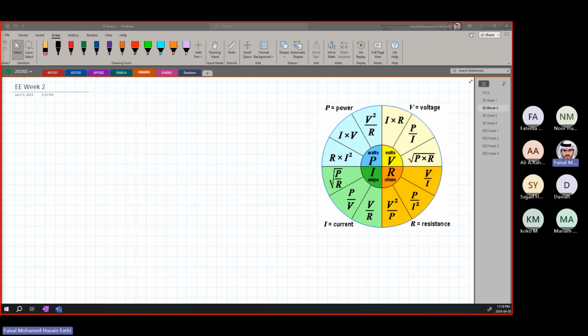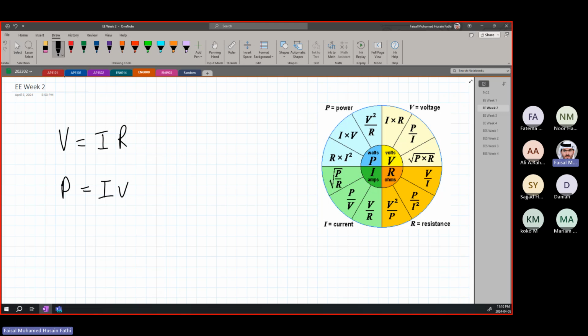Now to start with the basics of electricity, you have two main equations that you must know. V is equal to IR, which is also known as Ohm's law. Of course you can rearrange the equation in any way to find R or I or V. And you have the power law, which is P is equal to I times V.